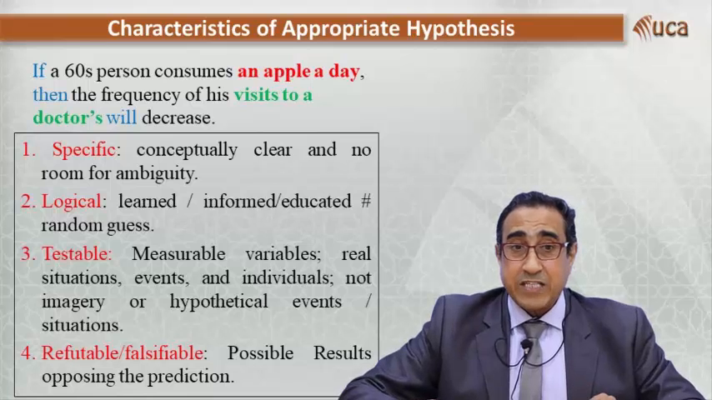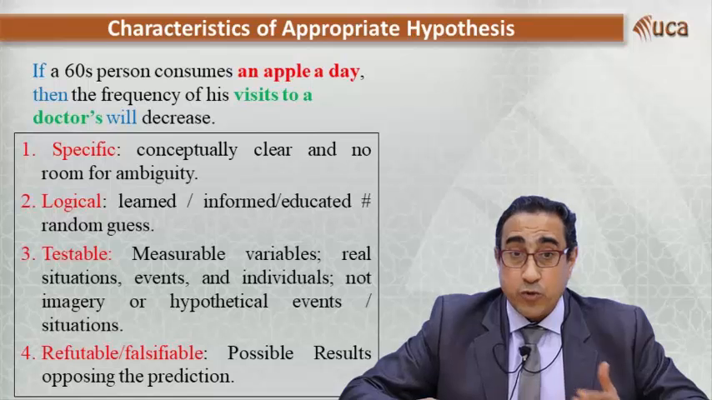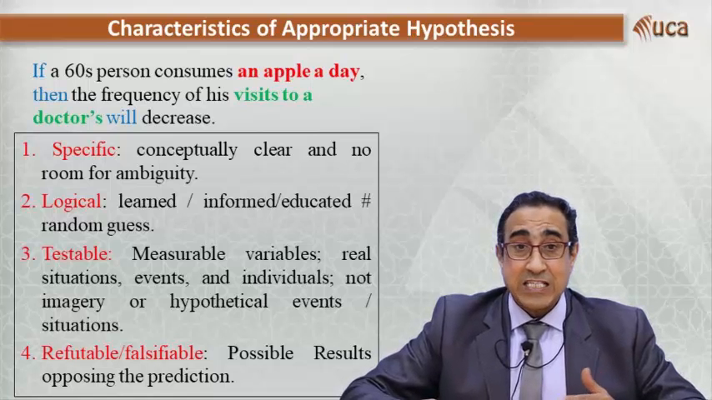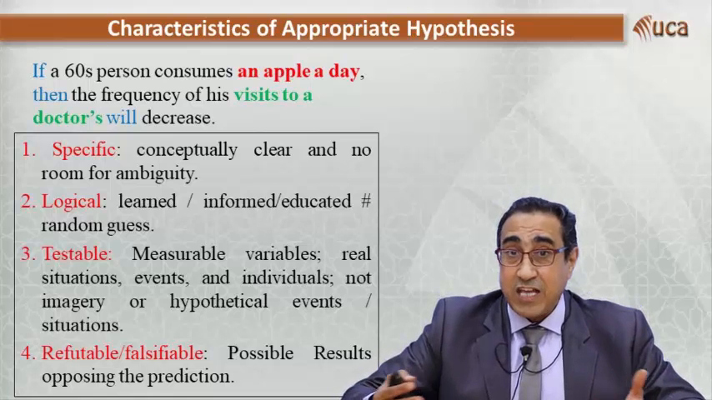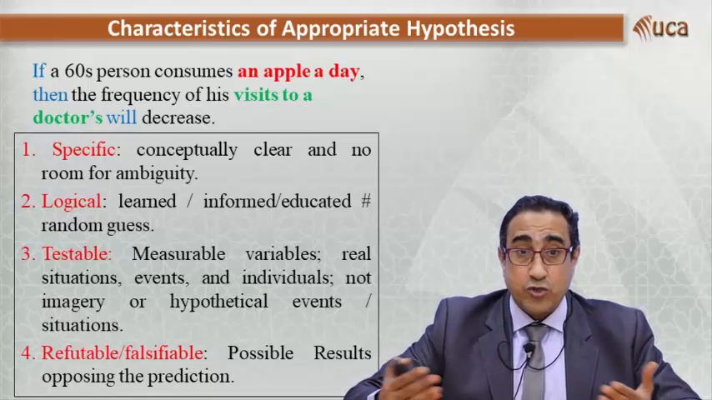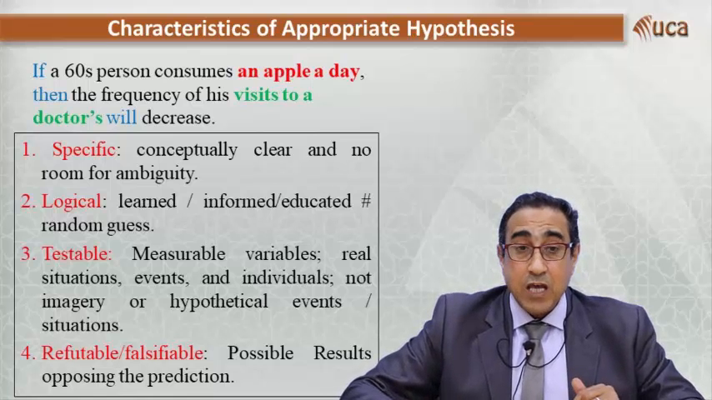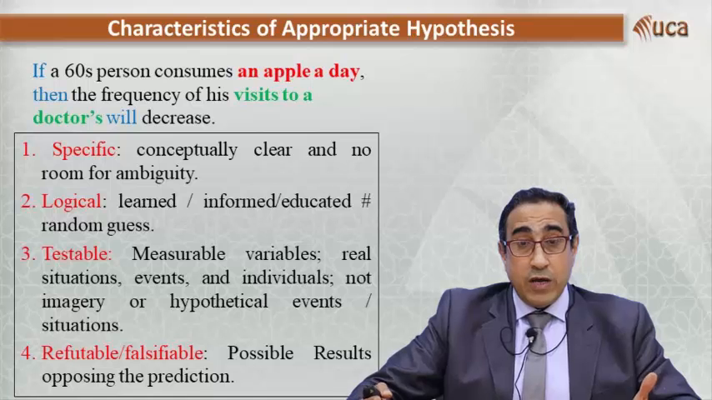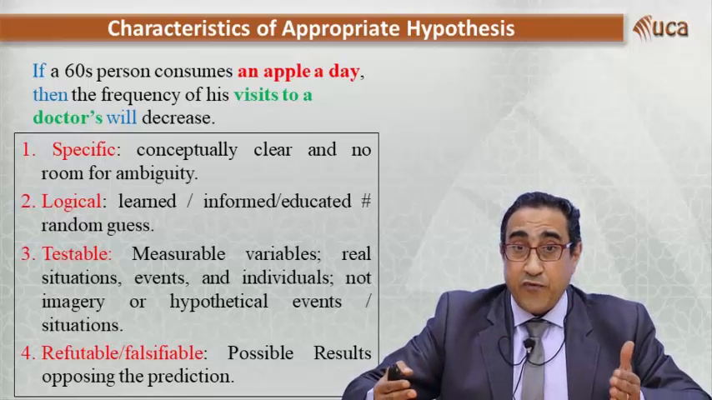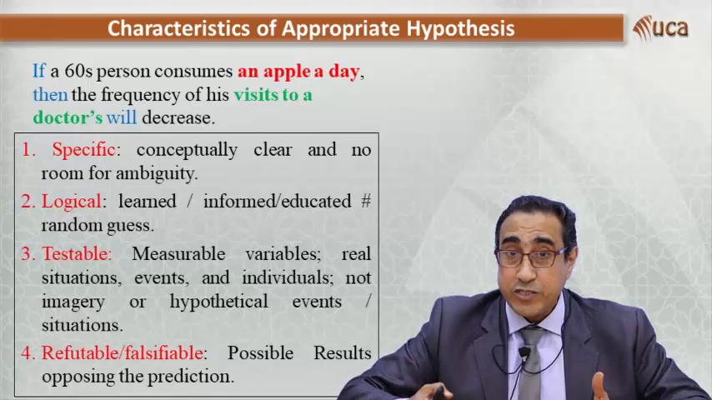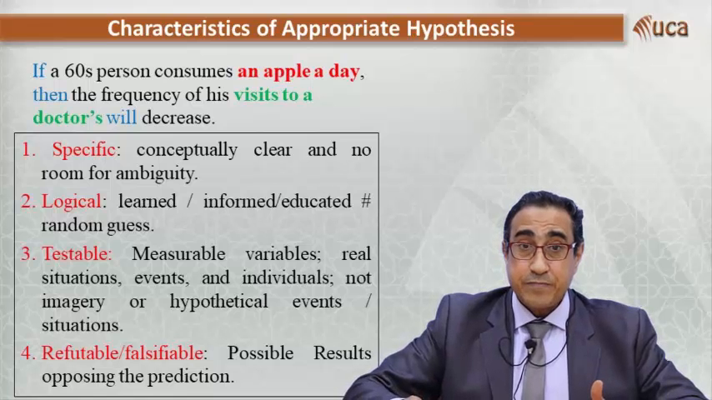The third characteristic is that it should be testable, researchable, not anything else that cannot be researched, such as life after death. After death cannot be researched, cannot be tested. The fourth is that it can be refuted. It can be false. If a hypothesis cannot be false, it's not a hypothesis.